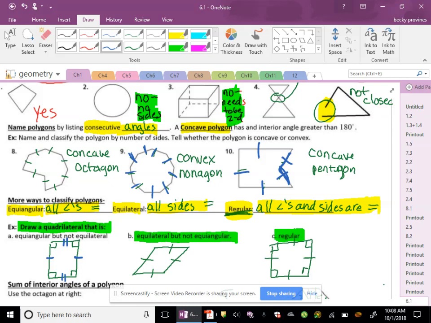On letter B, all the sides are equal, but the angles are not. And then on letter C, this is a square. All the angles and all the sides are the same.